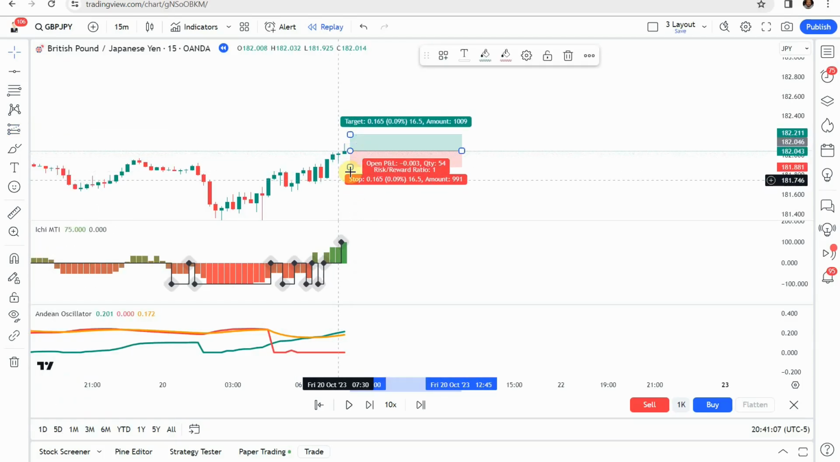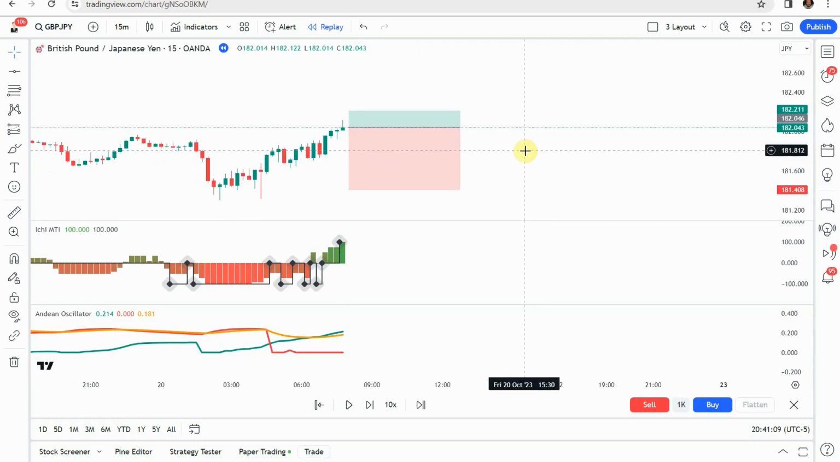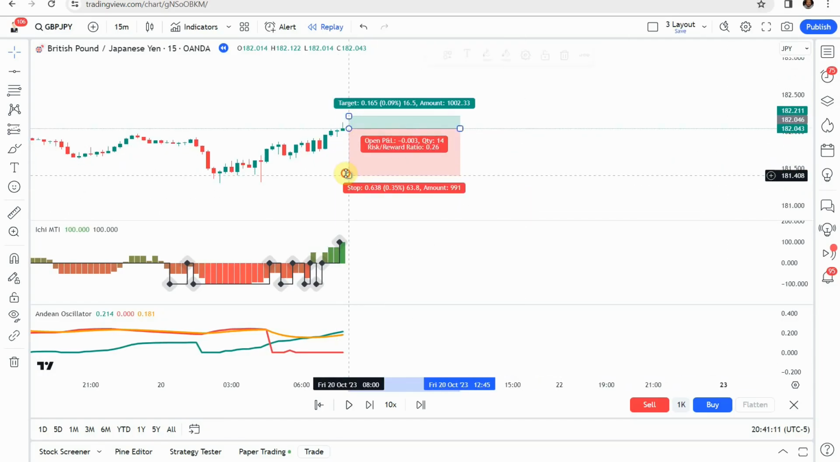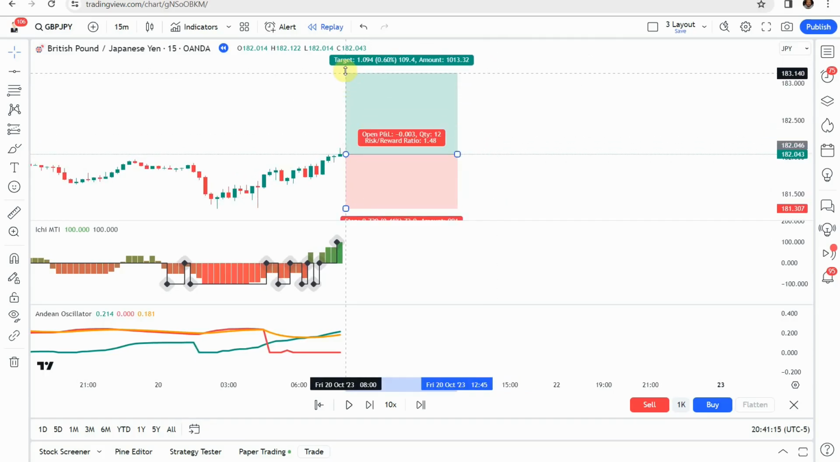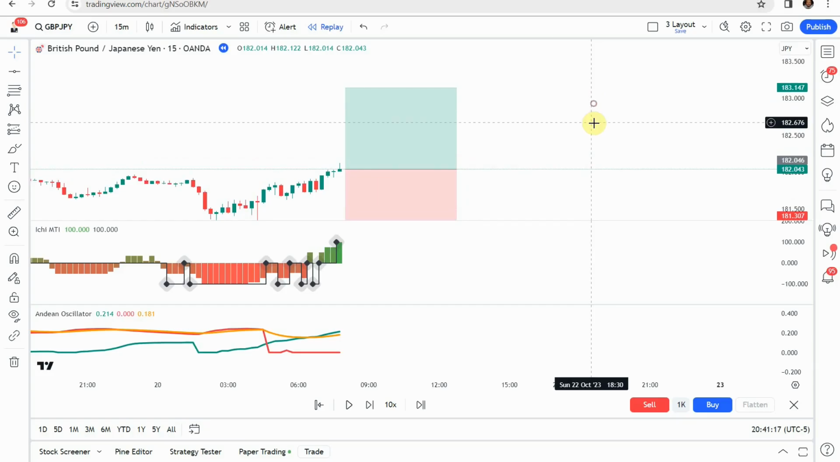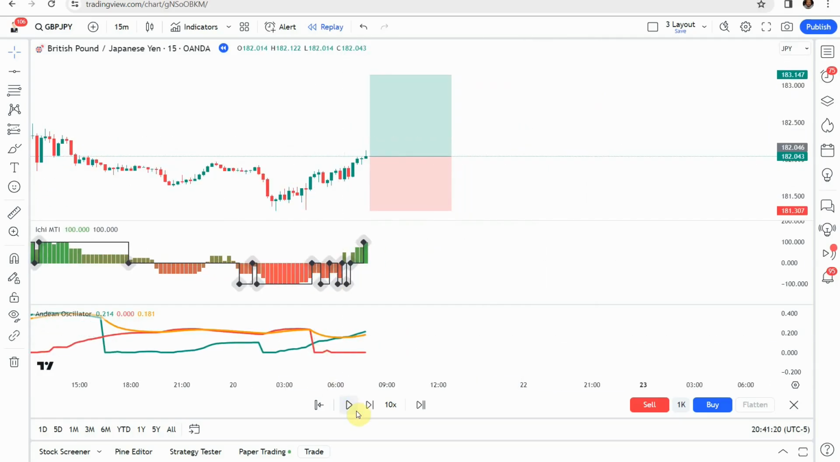We're then going to put our stop down here below the last swing, and we're going to target a 1 to 1.5 risk reward. So in this case would be right about there. Let's go ahead and play this forward and see what we get.